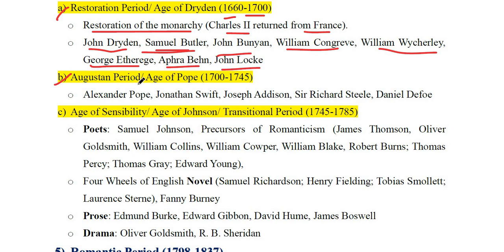Next, we have the Augustan period or Age of Pope from 1700 to 1745, and the major writers we have, obviously, Alexander Pope. That's why the age is called the Age of Pope. Jonathan Swift, Joseph Addison, Sir Richard Steele, who perfected the periodical essay in this period. Then Daniel Defoe.